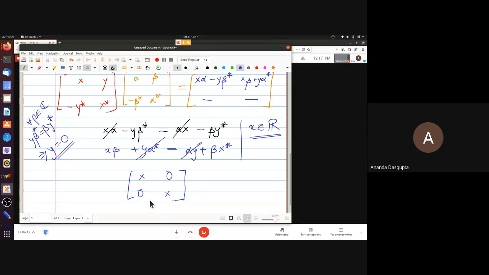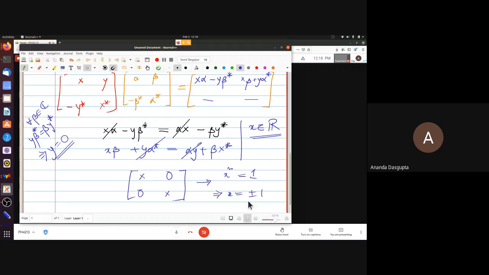But now comes the last part. What is x? It's plus or minus 1. Remember, mod x square plus mod y square has to be 1. And x being real, this simply translates to x square equal to 1. Of course, you can see that from the thing here. So x square equals 1 implies x is plus minus 1.